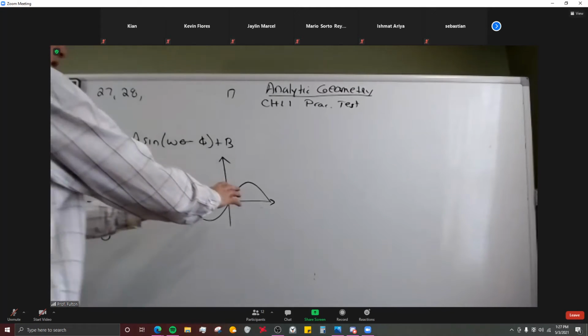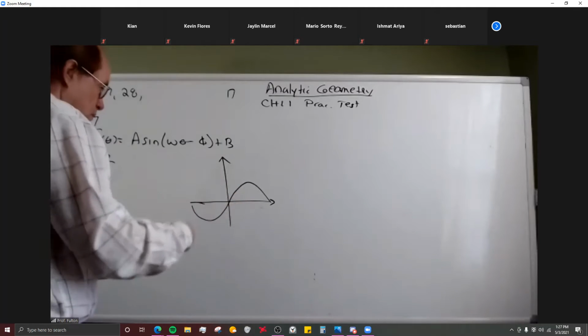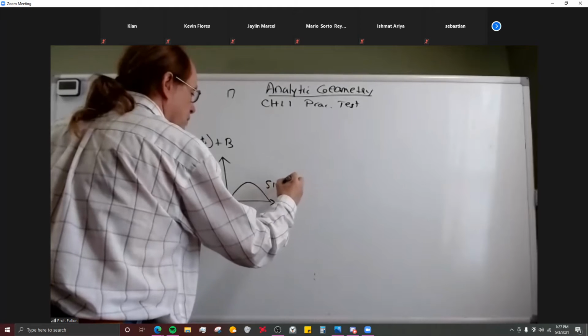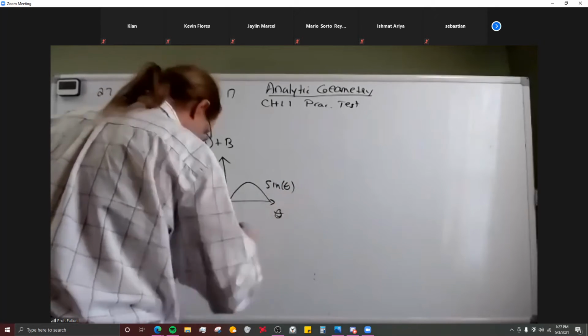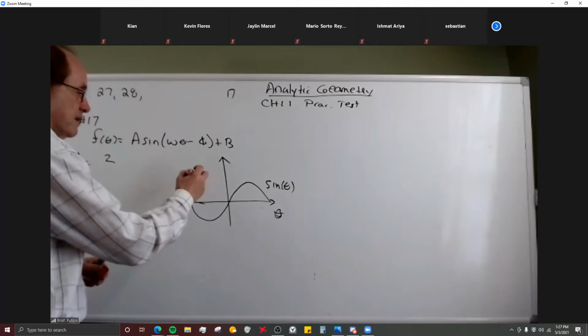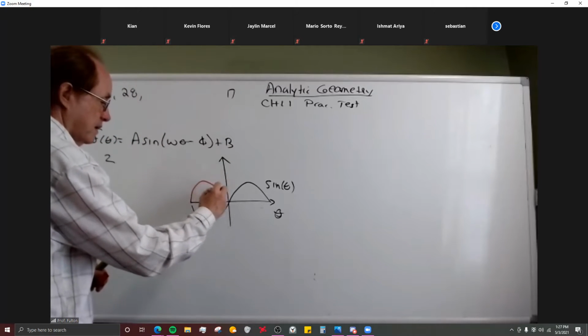So this is what my sine looks like. Well, what if I looked at, this is sine of x, or sine of theta or x, whatever you want to call that axis. But if I looked at the negative of the sine, the negative of the sine would look like this.